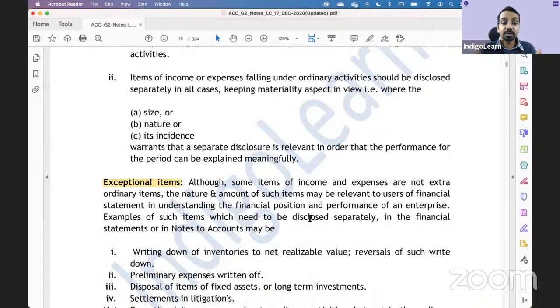They are disclosed separately. You dispose of a division altogether, right? So that may be an extraordinary item, but you have sold a fixed asset. Now these fixed assets, you will disclose them separately.